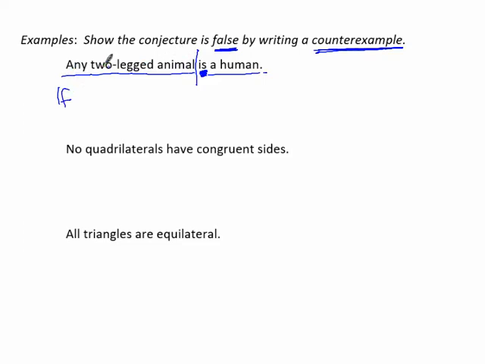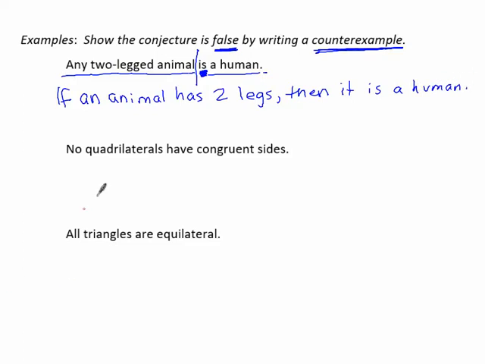The hypothesis is before the verb. Any two-legged animal. So, if an animal has 2 legs, then it is a human. So remember that we're supposed to assume that the premise is true. So we need to think of an animal that has two legs. Start there. Then it can't be a human. That would be a counterexample.